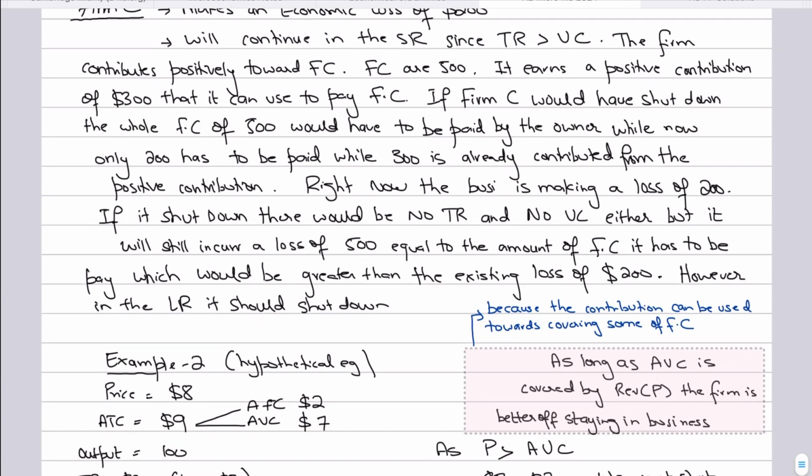If it shuts down, there would be no revenue, no variable cost, but still there would be a loss, but that loss would be equal to 500, equal to the amount of fixed cost, right? Which would be greater than your existing loss of 200.